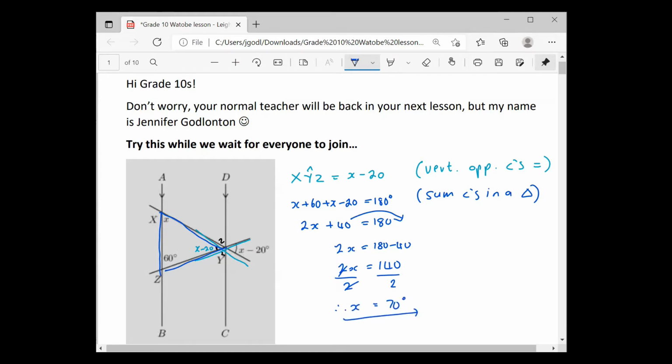Did anyone do it in a slightly different way and get the same answer? Or you didn't even have to have gotten the same answer? Did anyone approach this in a very different way and start with a completely different angle and would like to go through that method? No takers. Okay.